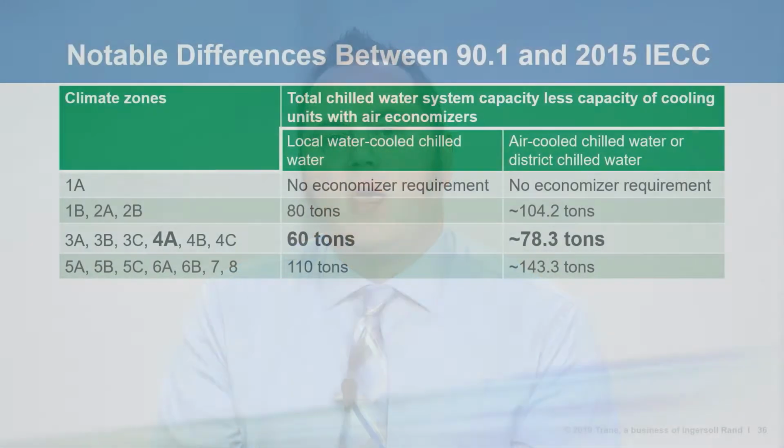So consider an installation of a chilled water terminal system in Washington, D.C., climate zone 4A. If the chilled water is provided by a water-cooled chiller, the maximum summed capacity of terminals without economizer cannot exceed 60 tons. And if the chilled water is provided by an air-cooled chiller or a district chilled water system, that maximum is slightly higher at 78.3 tons.